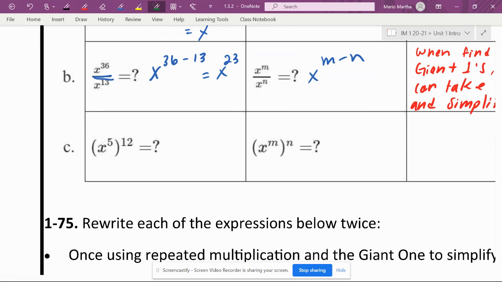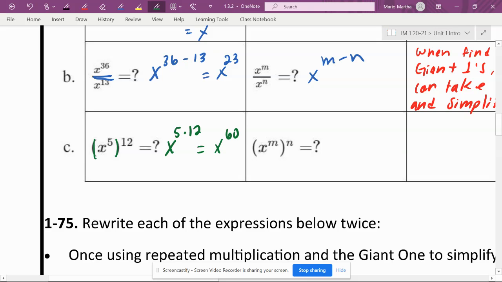And then let's look at the last one right there, part C. So x to the fifth raised to the 12. So if you notice here, we're going to have 12 groups of 5. So when you're counting groups, when you put them together, you're just basically multiplying. So this would be x to the 5 times 12, and that gives us x to the 60.